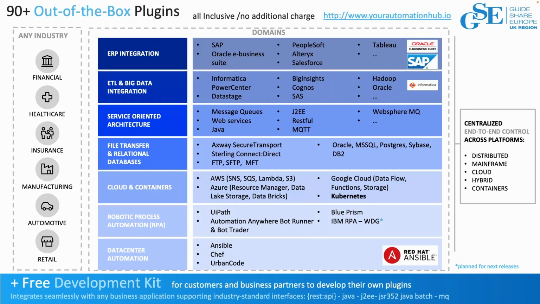We have also data center automation plugins, for IT scenarios, for the IT domain, like Ansible, Chef, Urban Code Deploy. So we have very many different plugins that allow you to integrate these applications in your workflows. All of these plugins are published on our Automation Hub. It's our marketplace of integrations. It's a marketplace, but all the plugins that we developed are out of the box for our customers.